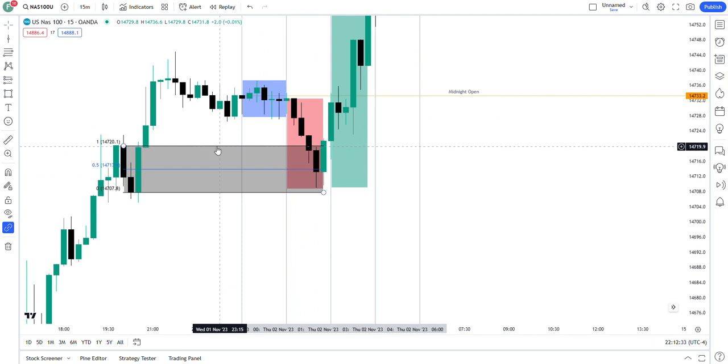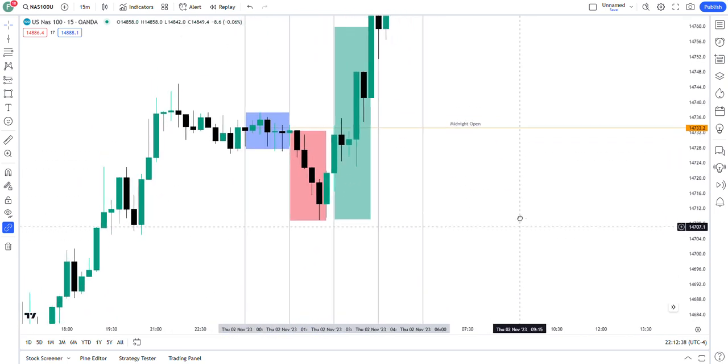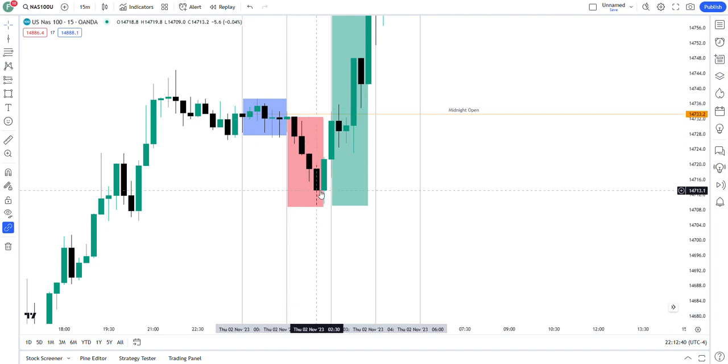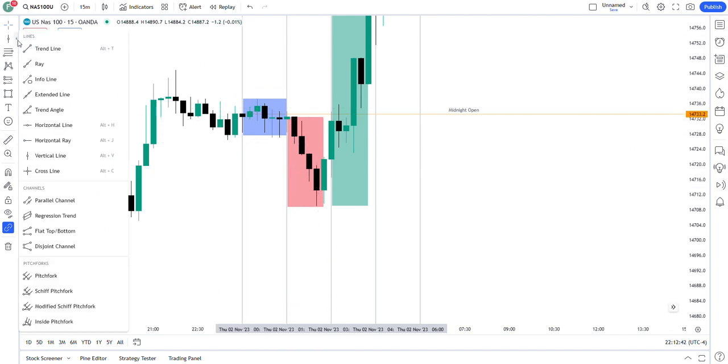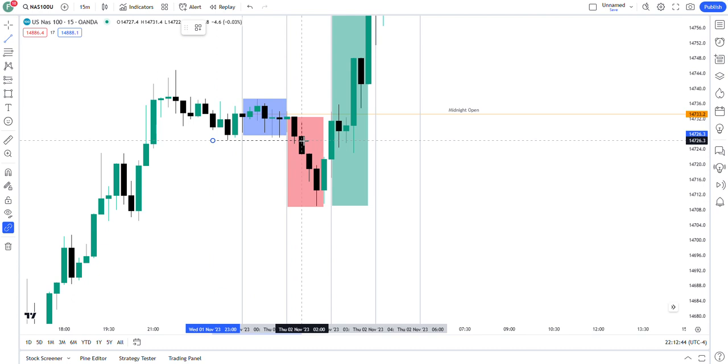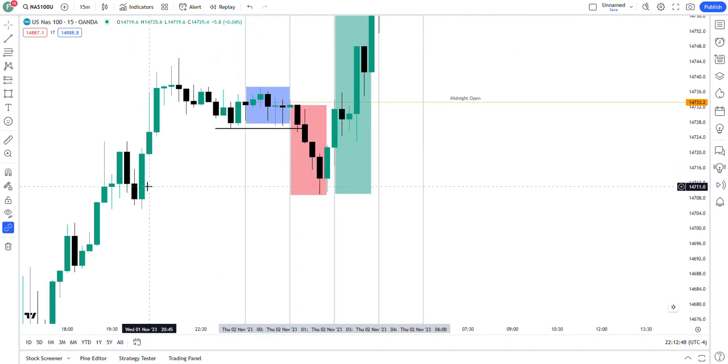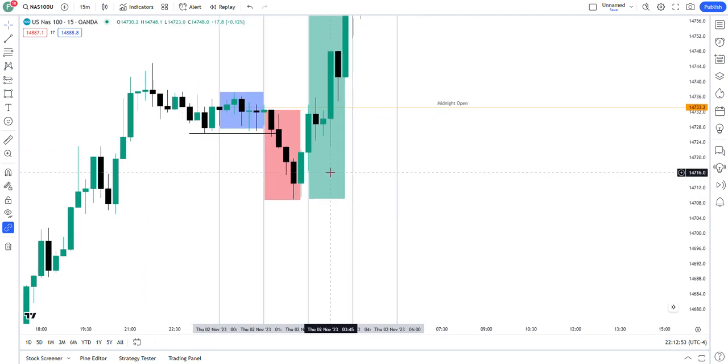So even without knowing the quarterly theory, you might see this straight away as the power of three: accumulation, manipulation to take out sell side that rests below these swing lows. So we take out that sell side and then we tap into a higher time frame PD array. In this case, it's an order block, a bullish order block. So that's how I see it.